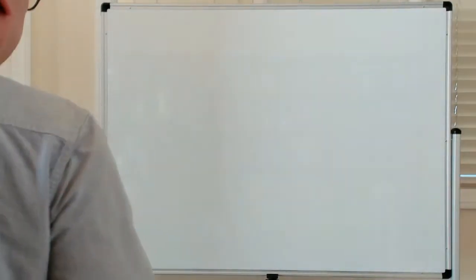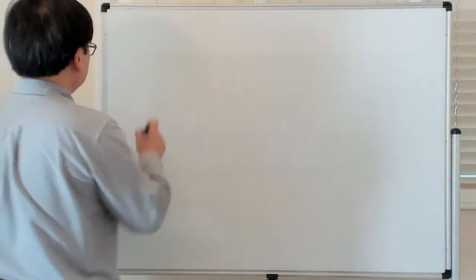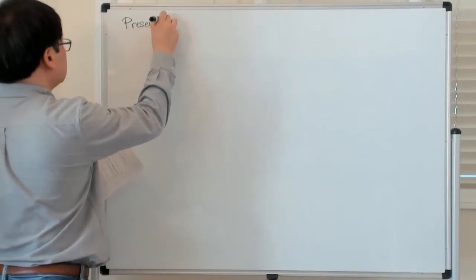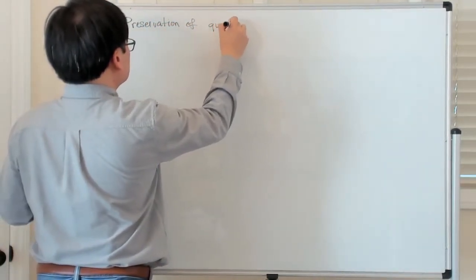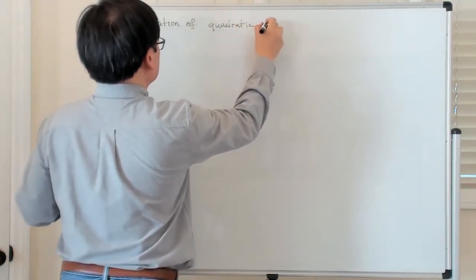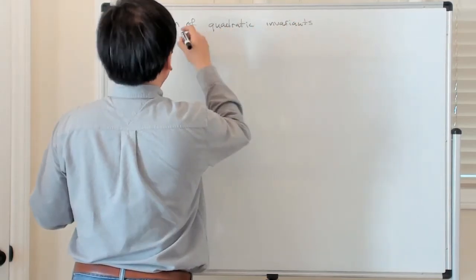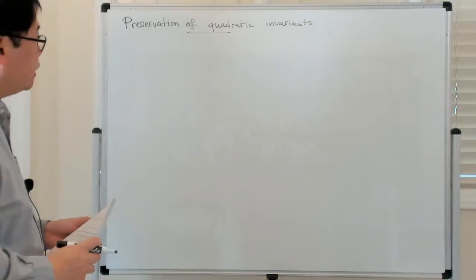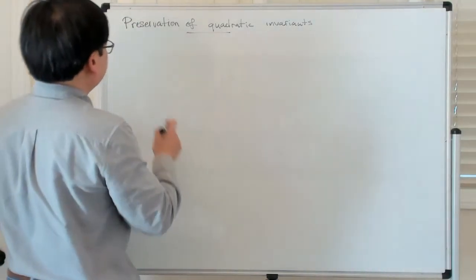So, all right. So now we're going to talk about the preservation of quadratic invariants by Runge-Kutta methods, and we already know that Runge-Kutta methods will preserve linear invariants. So let's consider the following kind of quadratic invariant.